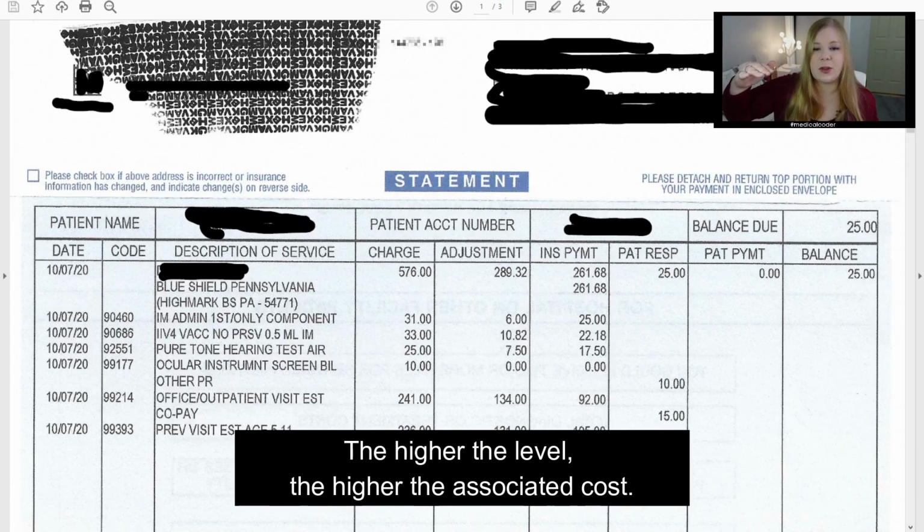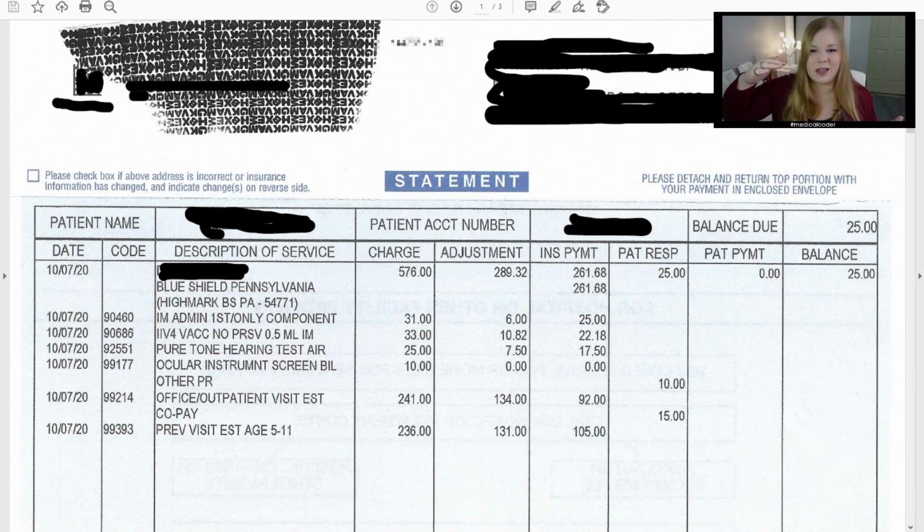So this patient was a level 4, meaning that they probably had something not super severe, but something that required a lot of time consumption by that provider to maybe order extra studies or coordinate some care or talk to the patient and counsel them. So in that case, they have a copay. So that's their office visit copay. So it was charged $241. Insurance adjusted a good amount of that, and they paid only $92.